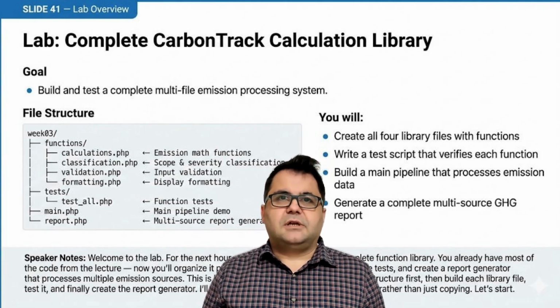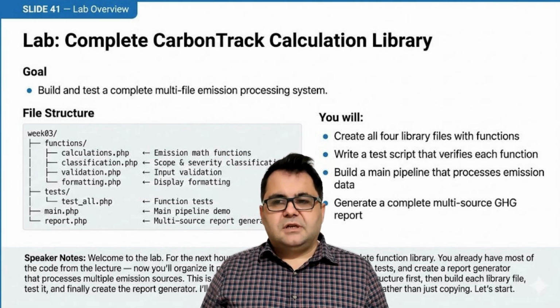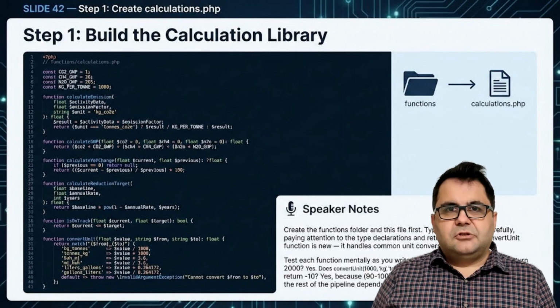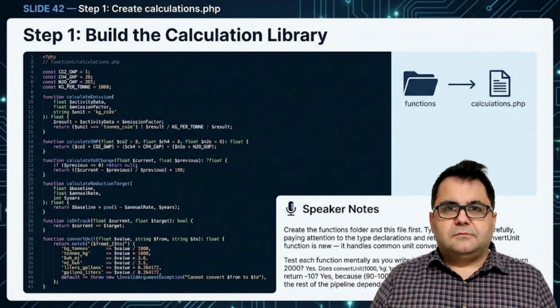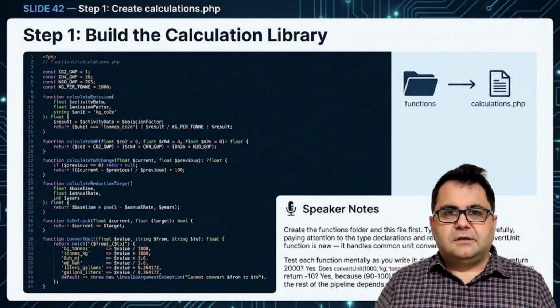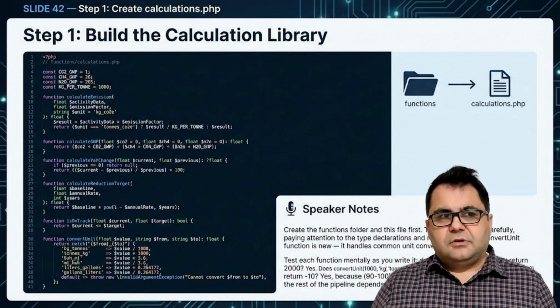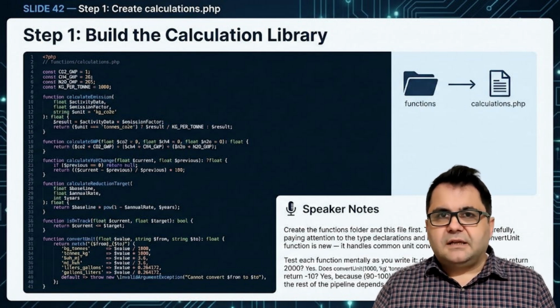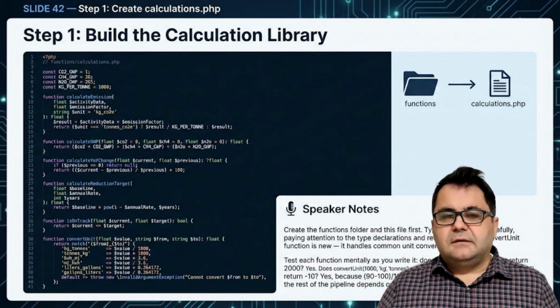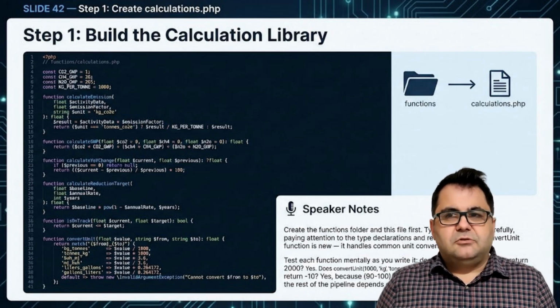I'll walk you through each step, but code along rather than just copying. Let's start. Create the functions folder and this file first. Type each function carefully, paying attention to the type declarations and return types. The convert unit function is new. It handles common unit conversions we'll need. Test each function mentally as you write it.